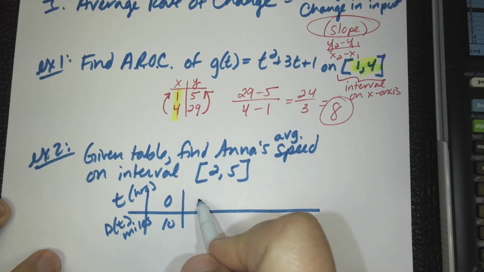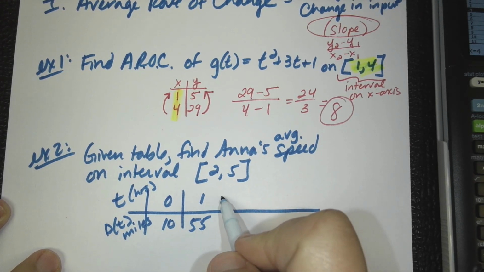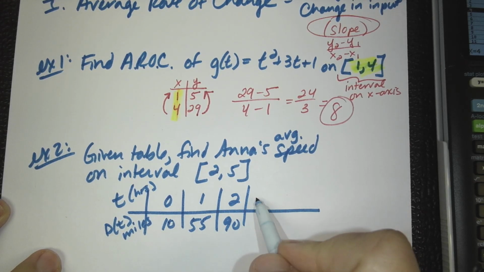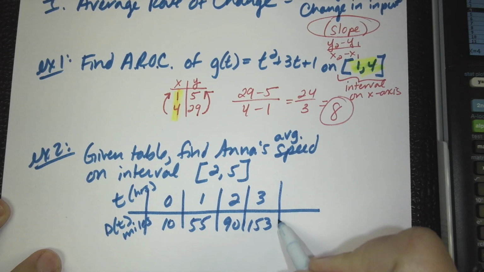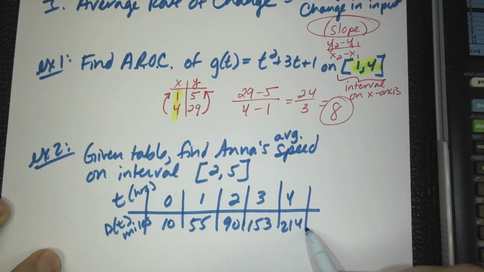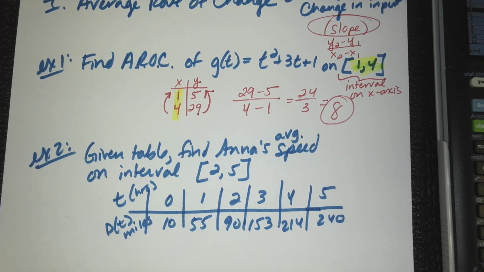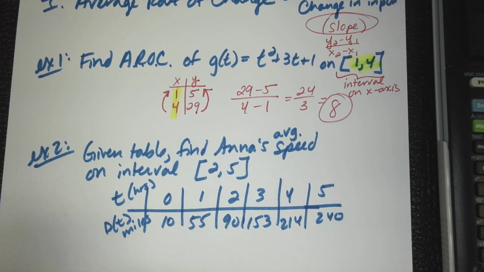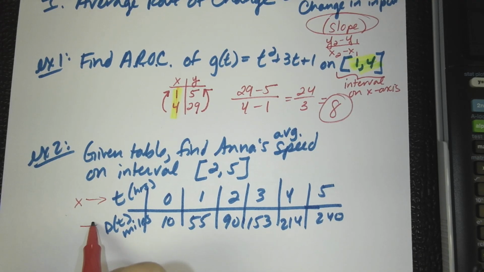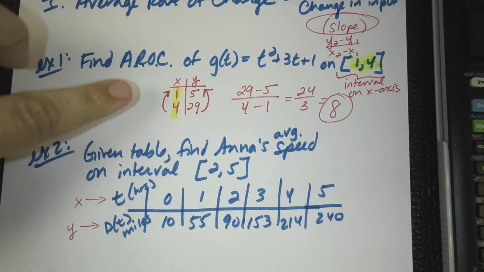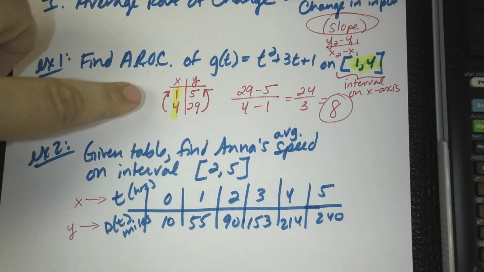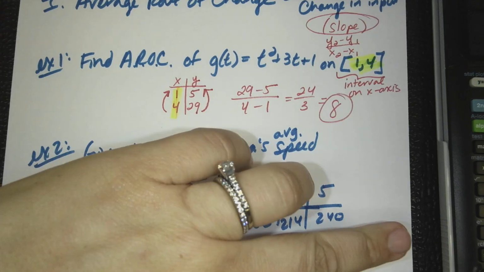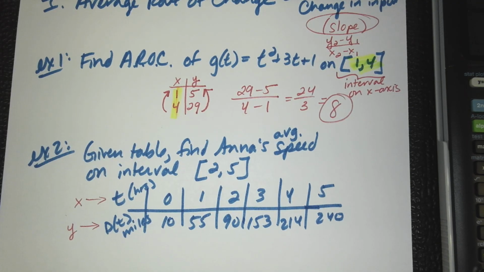So at 0, she was at 10 miles. At 1, she was at 55 miles. Whoa. 2, 90. 3, 153 miles. And then 5, 240. So now they're giving you a table. If you don't understand the table this way, on top is always your x's. On the bottom is always your y. So table left is your x, right is your y, but if it's this way, x is your top, okay?